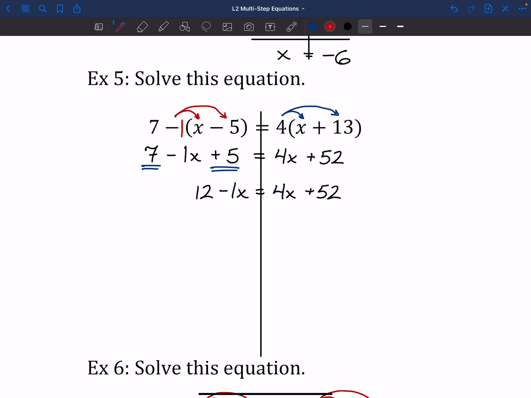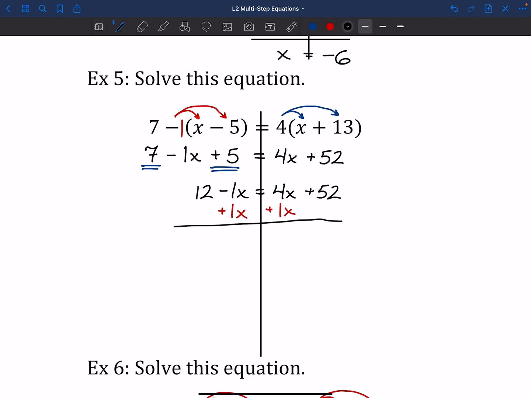I could move these 4x's over to be on the left-hand side, right? It might be a good idea to sort of get in the habit of moving over the smaller number of x's, right? So like in this case, this negative 1 is definitely less than the 4 x's that are there, but it's not a big deal either way. I am going to move this negative 1x over to the other side though. So I'm going to add 1x to both sides.